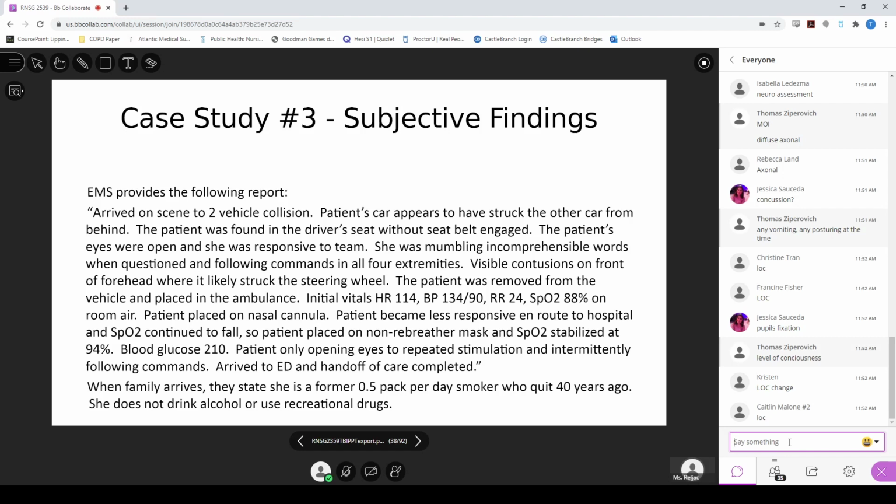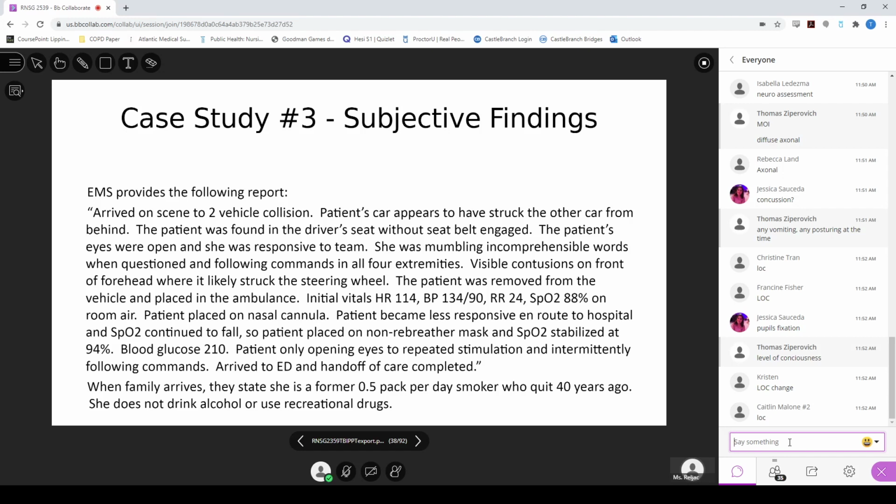Vital signs: heart rate 114, blood pressure was 134/90, respiratory rate was 24, SAT was 88 on room air. They placed her on a nasal cannula, and she became less responsive, and the SpO2 continued to fall. So the patient was placed on a non-rebreather mask and was stabilized at 94%. Blood glucose is 210. Patient only opened her eyes to repeated stimulation and was not following commands.